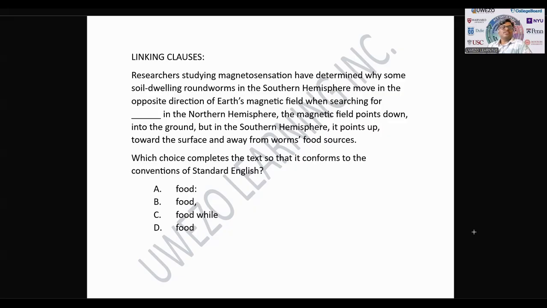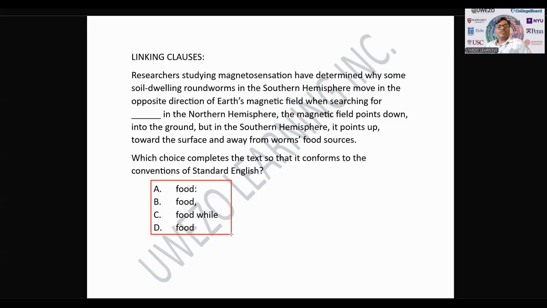Let's read the text. Researchers studying magnetosensation have determined why some soil-dwelling roundworms in the southern hemisphere move in the opposite direction of Earth's magnetic field when searching for dash. In the northern hemisphere, the magnetic field points down into the ground, but in the southern hemisphere, it points up towards the surface and away from worms' food sources. Now, we have four answer choices, and only one answer choice has an extra word, that is why.